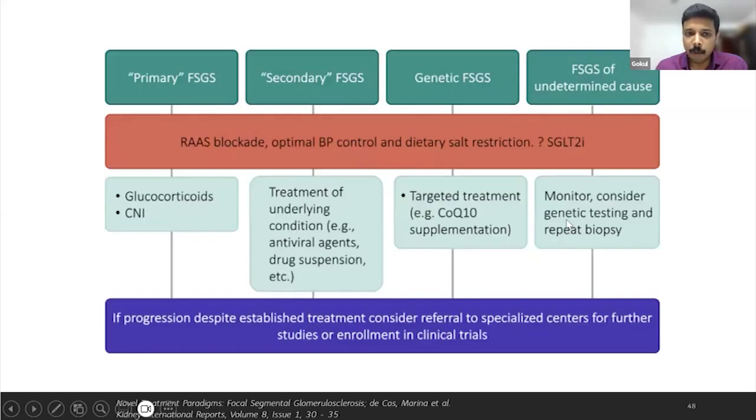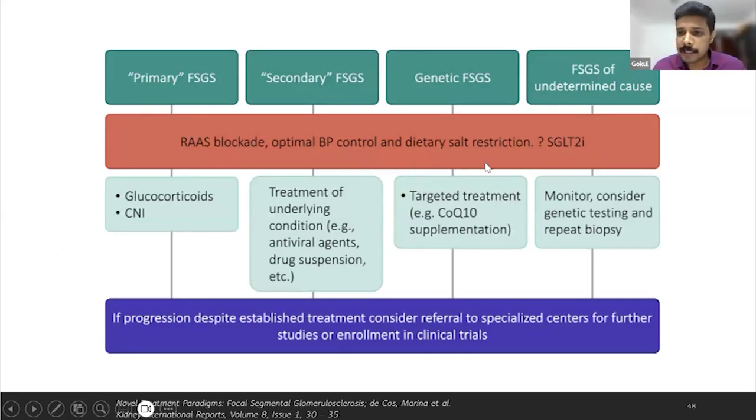So this is how we have to deal with FSGS. If it is primary, for all forms: RAS blockade, optimal BP control, dietary salt restriction. The role of SGLT2 inhibitor and mineralocorticoid receptor antagonist, there are no studies, but we may try it. So primary FSGS, we can deal with glucocorticoid, CNI. Secondary FSGS, treat the underlying condition, antiviral agents. Genetic FSGS, targeted treatment. For example, some forms respond to coenzyme Q10 supplementation, so that may be tried. Some may be steroid responsive, so that may be tried.